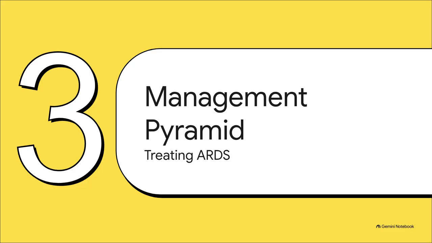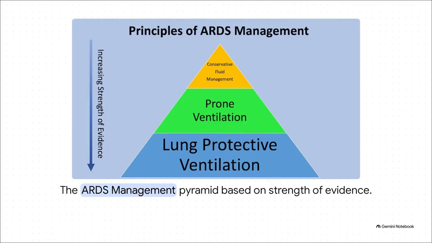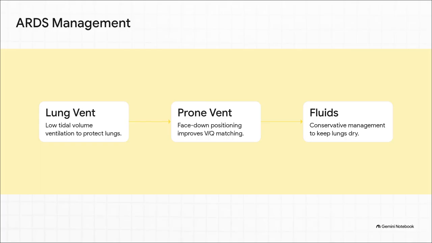Which brings us to section 3, the ARDS management pyramid. So how do we actually fix this without causing even more lung damage? Well, we rely on a very strict, evidence-based management pyramid. Interventions are stacked sequentially. You move from the foundational requirements with the absolute strongest clinical evidence at the bottom all the way up to advanced protocols at the top. Let's break this down step by step.